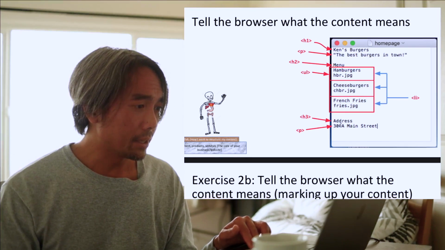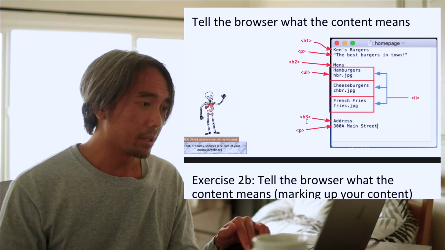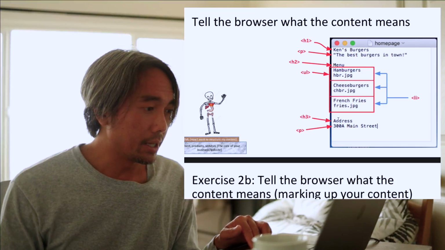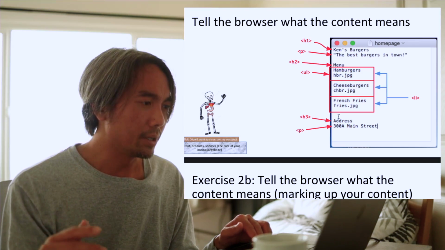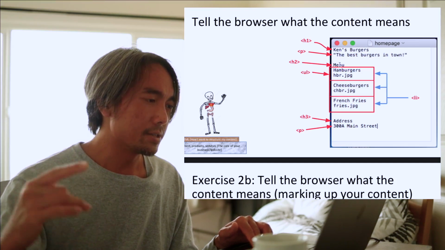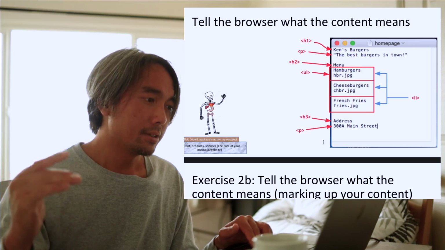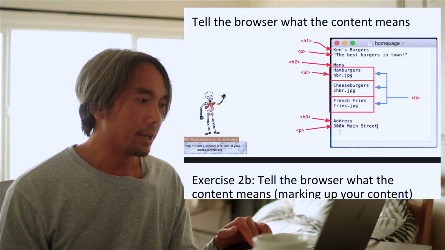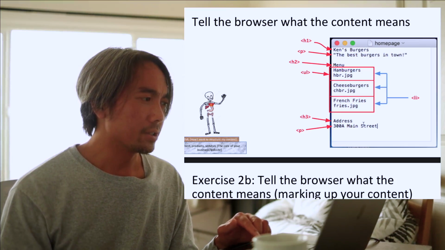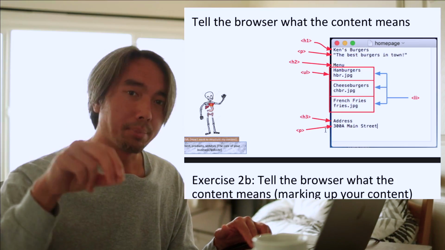Okay, and finally at the bottom here, address, we're going to mark up with the H3, because again, address is going to be, let's say, another little subsection on our web page, but not as important as the menu subsection. So we're going to put that with less priority with the H3. Okay, and finally, the address itself is just some basic text, so we're just going to put a P on there.